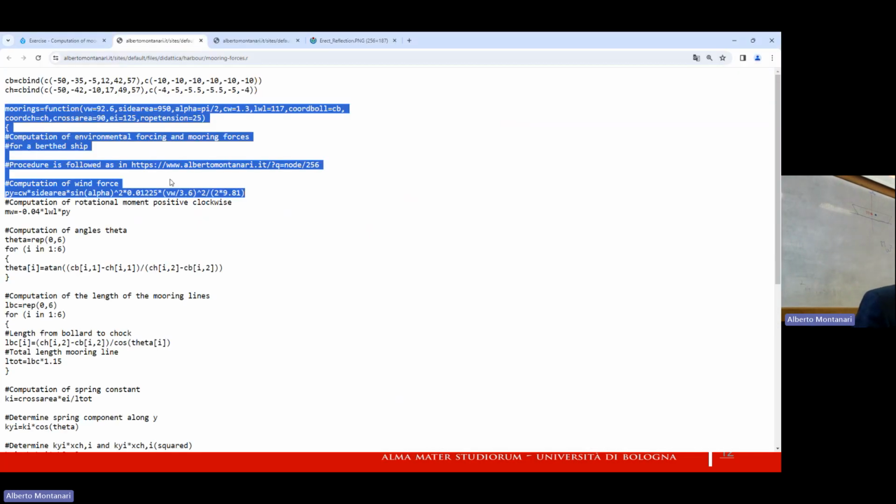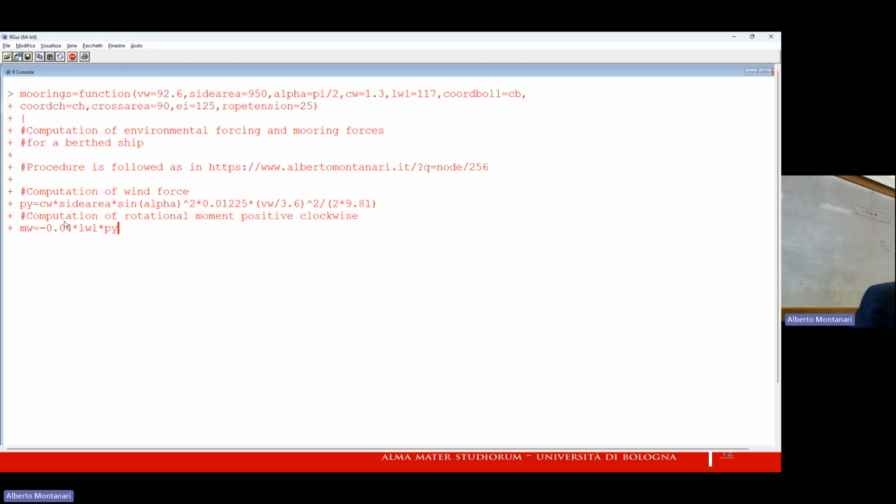Okay, so I go here, and then this is the computation of the rotational moment. Okay, positive clockwise. So I am copying and pasting here. Now, here, the function is not completed. Let me write a return in order to give back the value of the rotational moment. And then I can close the function. And then if I run the function, I get here the computation of the rotational moment.